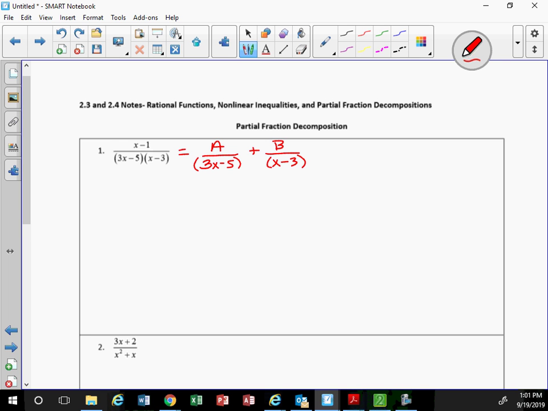Okay. If I wanted to make this so there were no longer fractions anywhere, what would I multiply my entire equation by? 3x minus 5 multiplied by x minus 3. Okay. So the left side of my equation would then just be x minus 1. What would I end up taking a times? X minus 3. Good. And what about b? 3x minus 5. Okay, let me stop there for a second, make sure that's clicking with your brain what's happening.